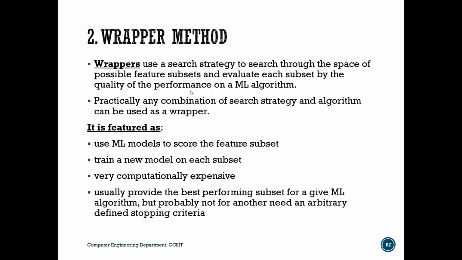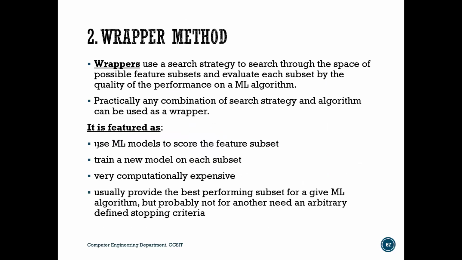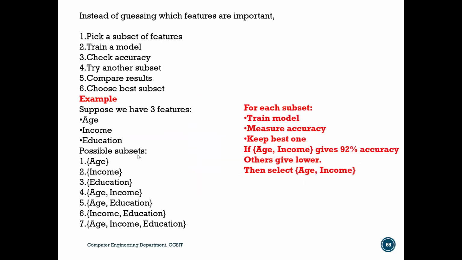Next, the wrapper method. There are two types of wrapper method, forward and backward. Instead of guessing which features are important, we make subsets, train a model, check the accuracy, try another subset, compare the results, and choose the best subset.